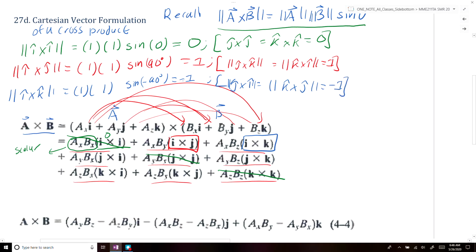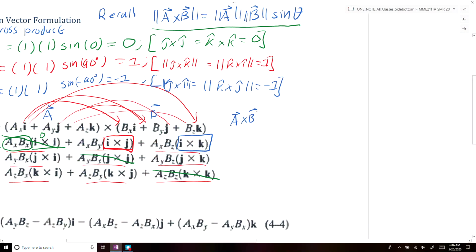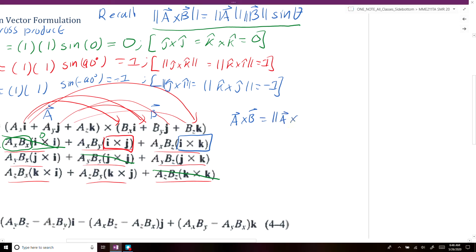So the last thing here is we know that for any cross product, it'll be equal to the product of the magnitudes of the two vectors times the sine of theta times a unit vector that is perpendicular to both vector A and vector B.